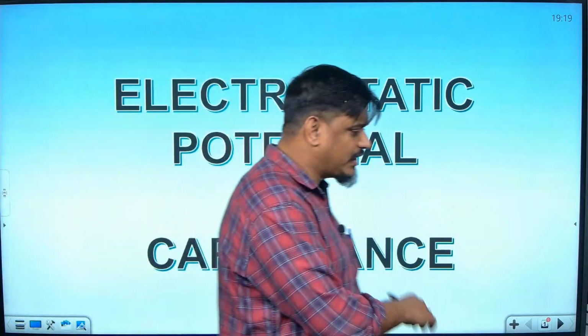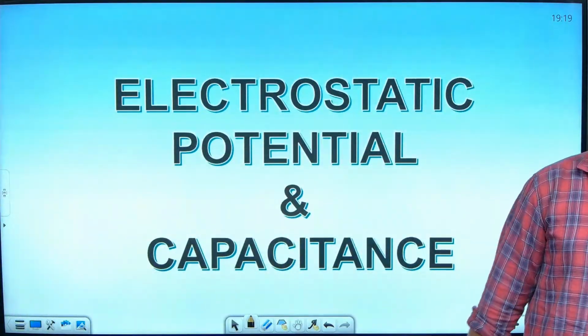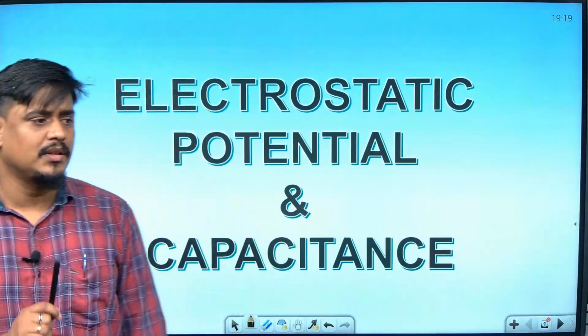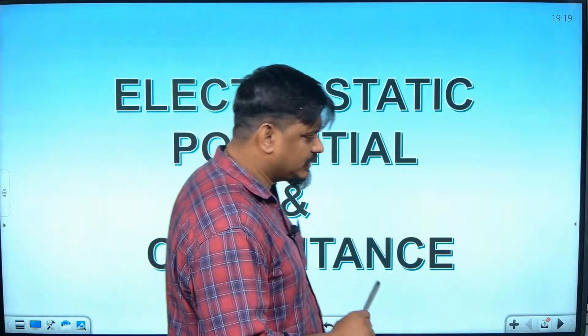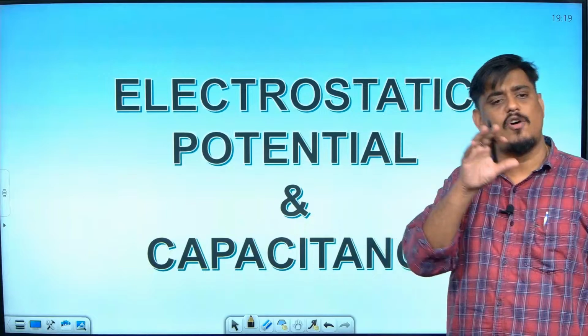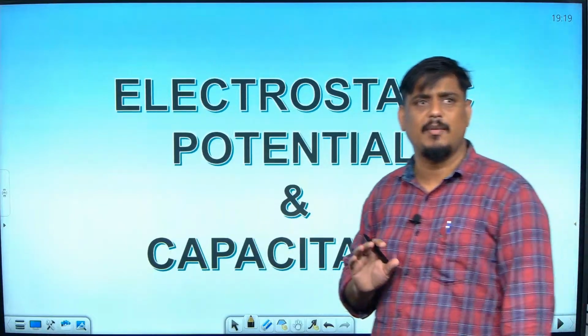From the last class onwards, today is the turn of the second chapter, which is electrostatic potential and capacitance. Now, we are going to learn some concepts of this chapter. I am going to give a quick recap, and then I will talk about how the question comes from each topic in the board examination.